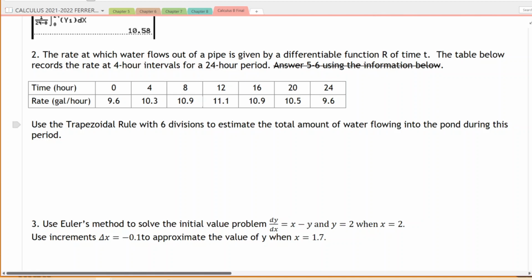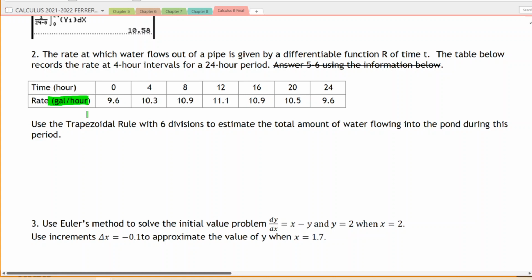So the first one is to use the trapezoidal rule with 6 divisions to estimate the total amount of water flowing out of the pipe. Total amount, so we're just going to integrate gallons per hour, and that'll give us total amount. So if I integrate gallons per hour, that will give me number of gallons. Let's check to make sure that we have 6 subintervals.